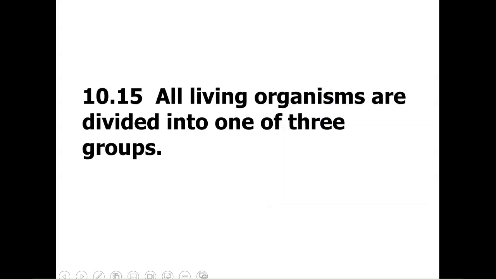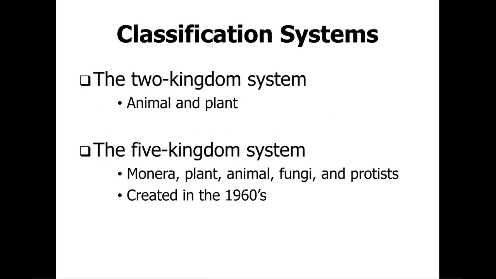So all living organisms are going to be divided into one of 3 groups. The classification systems here are going to be a 2-kingdom system, animal and plant first, and then we move to that 5-kingdom system. So Linnaeus' original classification, all organisms were put into either a plant or an animal kingdom. The 2-kingdom system gave way in the 1960s to a 5-kingdom system.